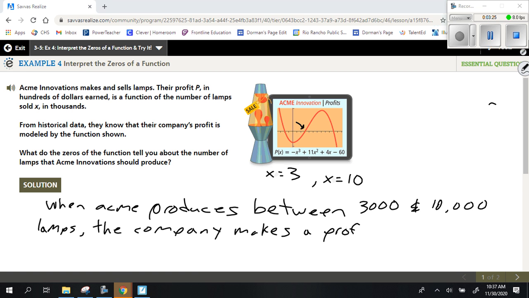Other things that you can point out are that the profits are negative up until they create 3,000 lamps. You could also say that they lose money when they create more than 10,000 lamps. But I think this is probably the best answer, in terms of how many they should produce. They should always produce between 3,000 and 10,000 lamps, or else they will lose money.